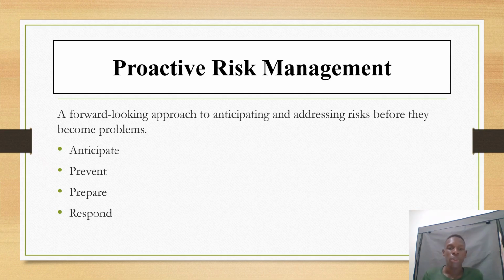So after you go through the steps, you anticipate the risk, then there's preventing the risk, preparing, and then responding. What is the aim here? The aim is to prevent this risk from occurring, to avoid this idea of reacting to the problems. So in this case, you have to just prevent them rather than reacting to them after.